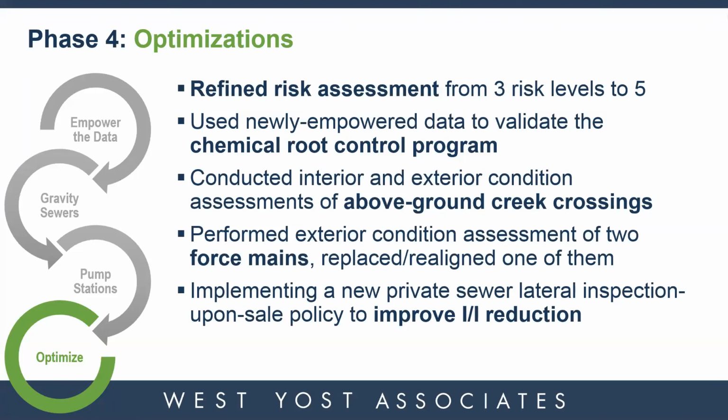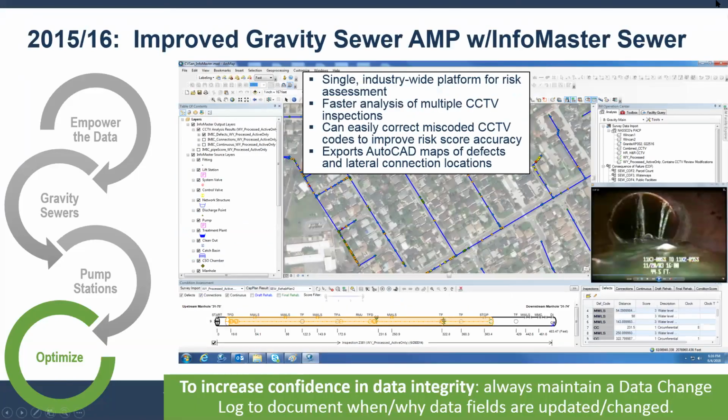And what they really wanted was to manage those. So we did a condition assessment there and started to analyze those a little further. We performed exterior condition assessments of 2 force mains and ended up replacing and realigning one of them to help reduce the risks of that force main. And then we implemented, and they're currently in the middle of implementing, a new private sewer lateral inspection upon sale policy to improve their I&I reduction. So they're looking at lots of ways to improve.